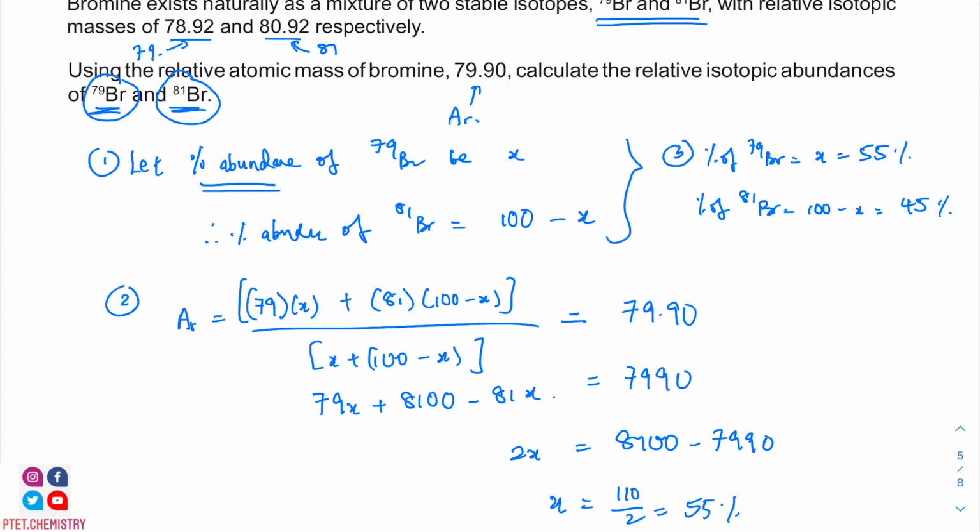Okay, so this is the kind of algebraic manipulation that they expect from modern types of A-level questions. Instead of asking you to work out the AR, they want you to work out the percentage abundance. But the same strategy, the same format works as well, yeah?